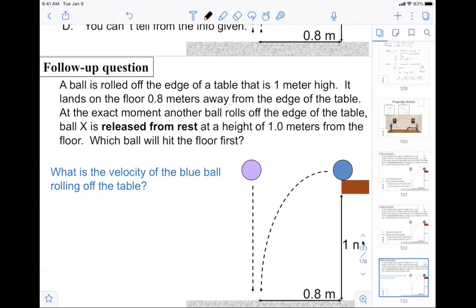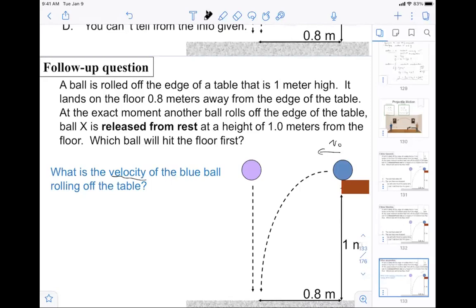The follow-up question, we can use this follow-up question to demonstrate what we mean by analyzing the two different directions separately. So the question is, if the ball is being rolled off the table with some initial velocity, right? And it goes a total distance of 0.8 meters away from the table and falls for 1 meter. Can we use this information to find out how fast it rolled off the table? What is the velocity of the blue ball as it was rolling off the table?